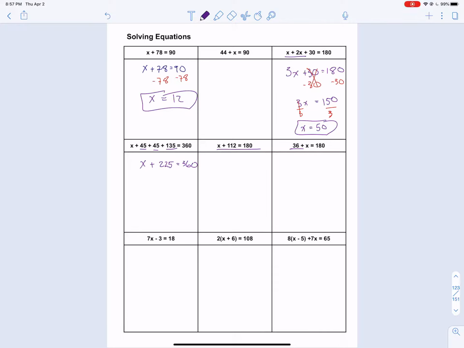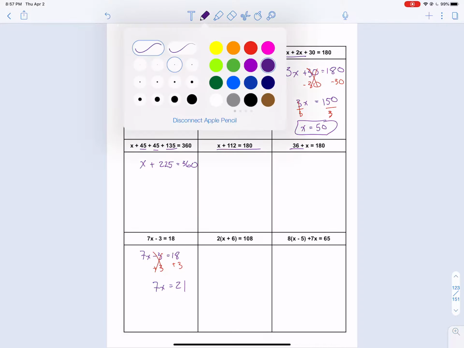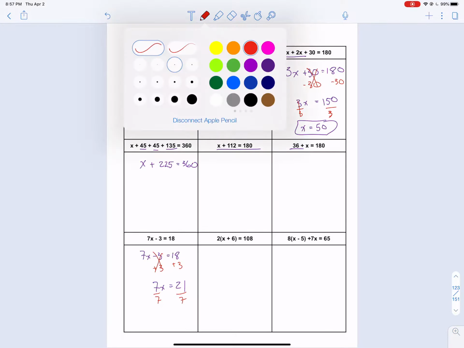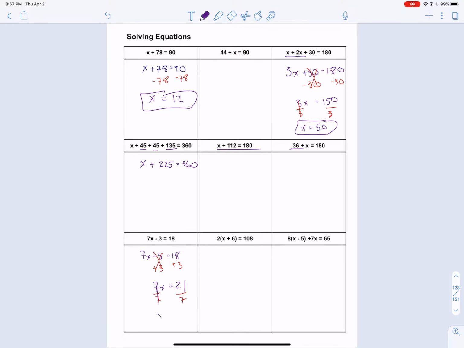All right, and then the next one is pretty much like the third one we did. Okay, and then we're going to add 3, because we want that to be a 0. So we have to add 3, do the opposite of the operation that's been done. So we get 7x equals 21. And then we divide by 7, and we get 3 as our answer. That makes a 1, so we get x equals 3.